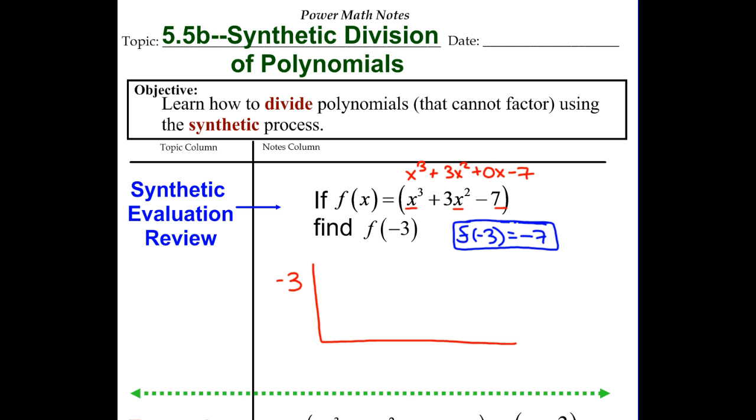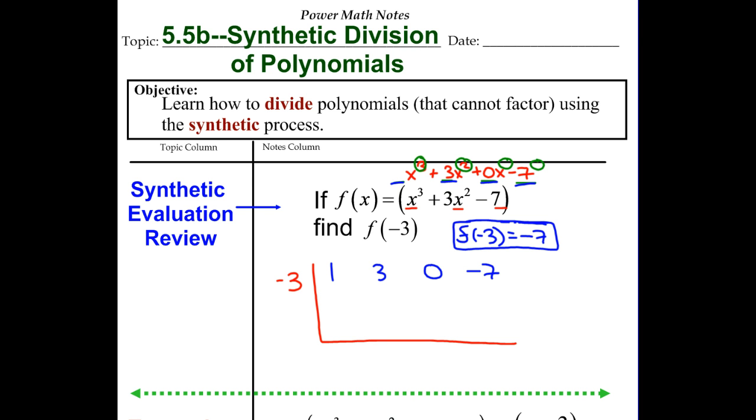And the reason I want to do that is I need to go in order down here to my smallest exponent, and we need to look at all of the coefficients that go with those exponents, with those variables. So that first coefficient there is 1, my next coefficient is 3, my third coefficient is 0, and my last coefficient is negative 7. So notice where I get those numbers: 1, 3, 0, negative 7.